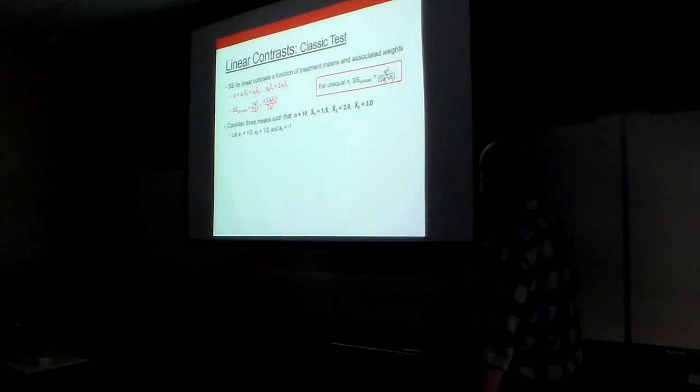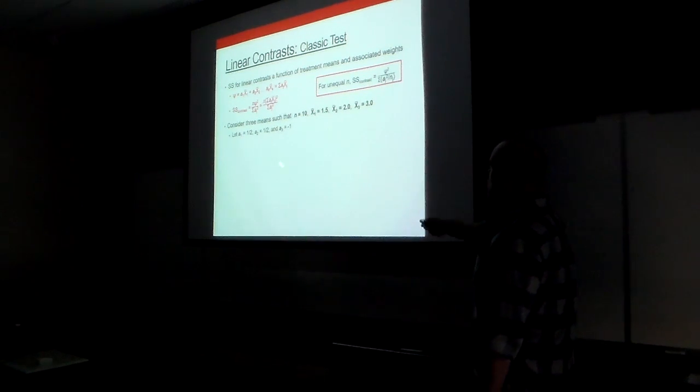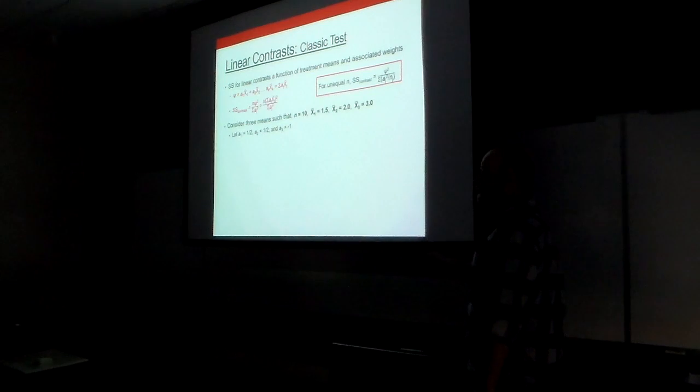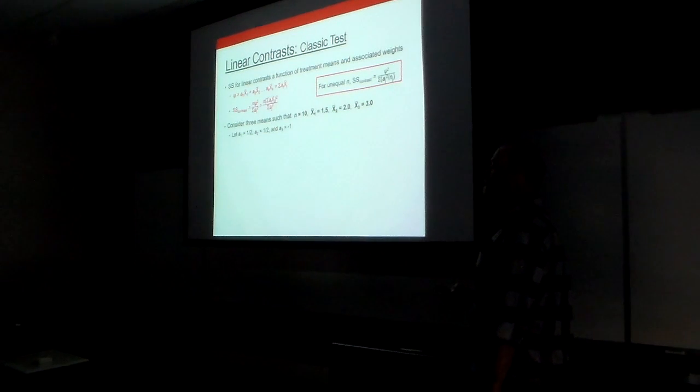What I would then do, so let's say we've got 10 people per cell. I've got x equals 1.5, x equals 2, x equals 3. I'm going to say weight 1 is 1/2, weight 2 is 1/2, and weight 3 is -1. Kate, what am I comparing with this set of weights?